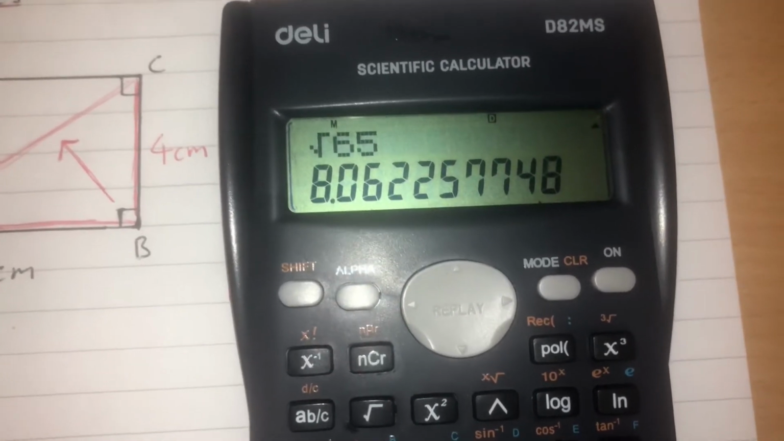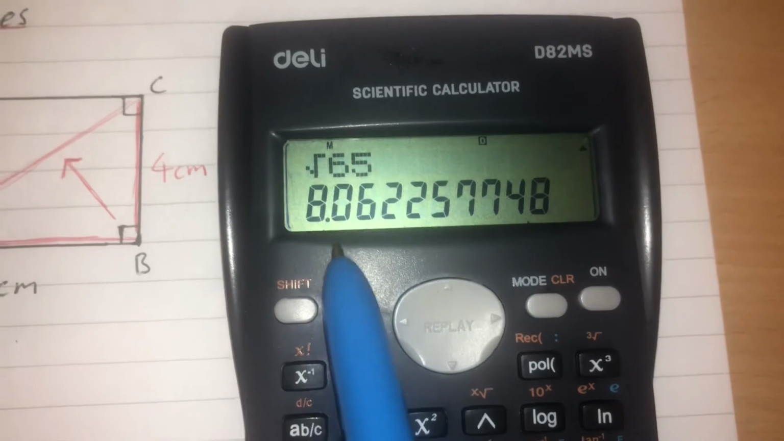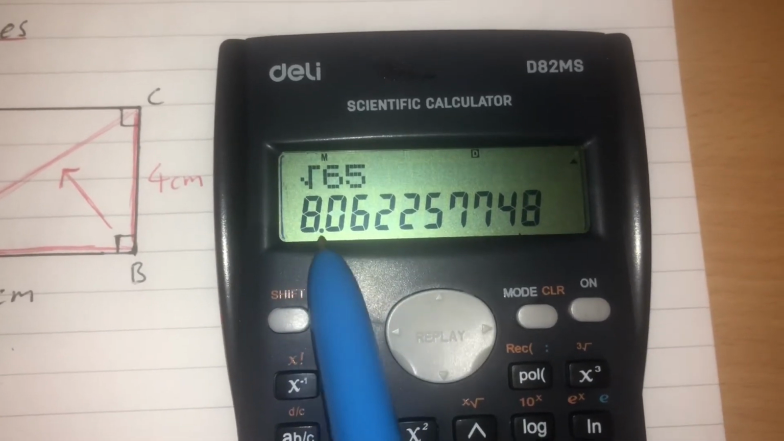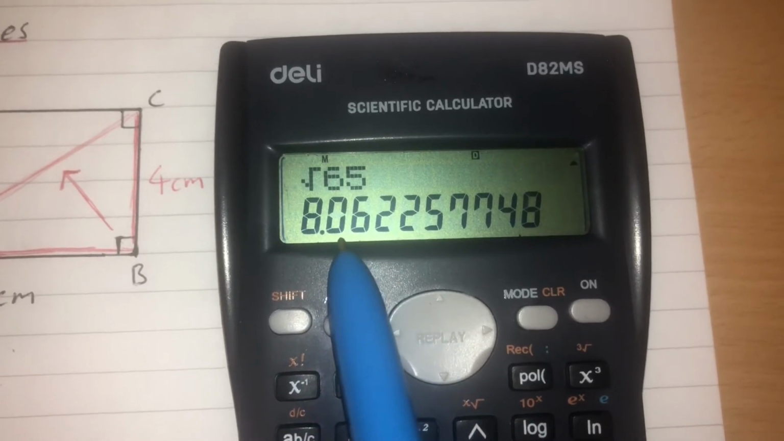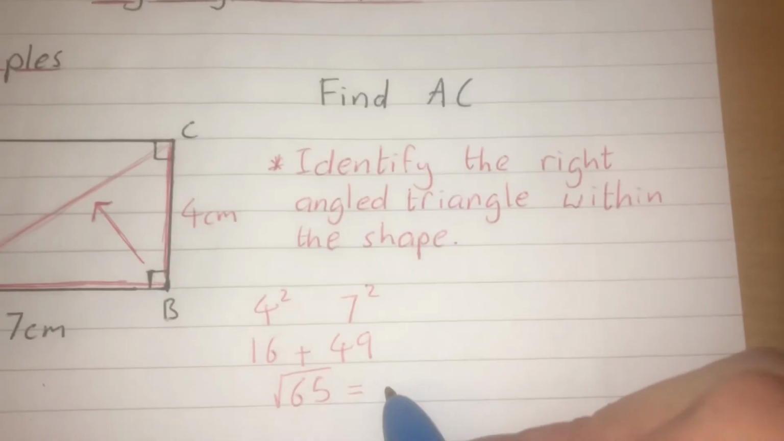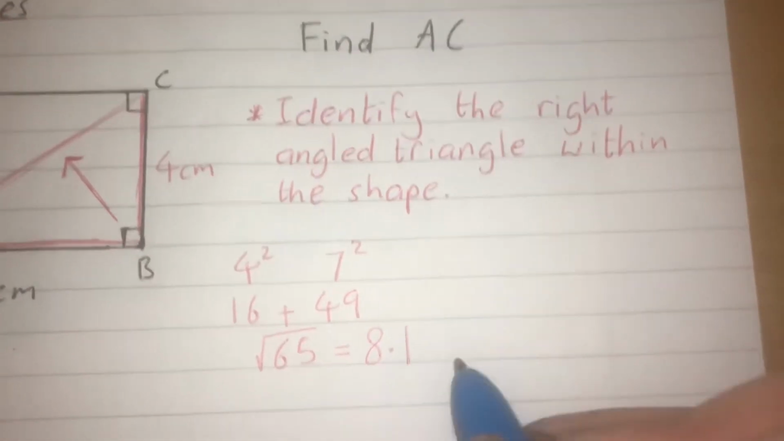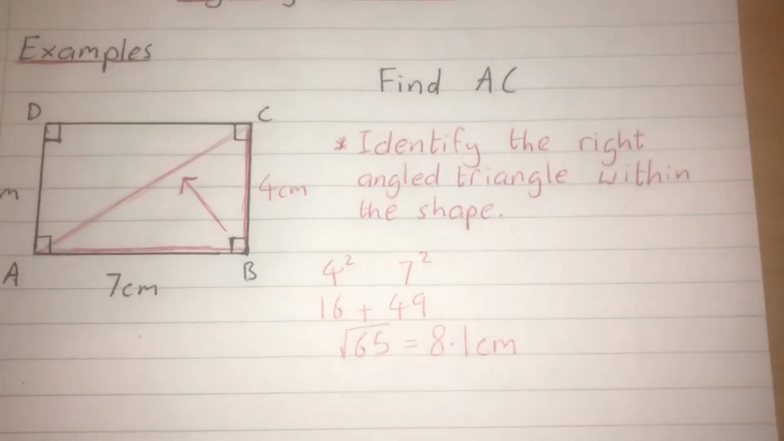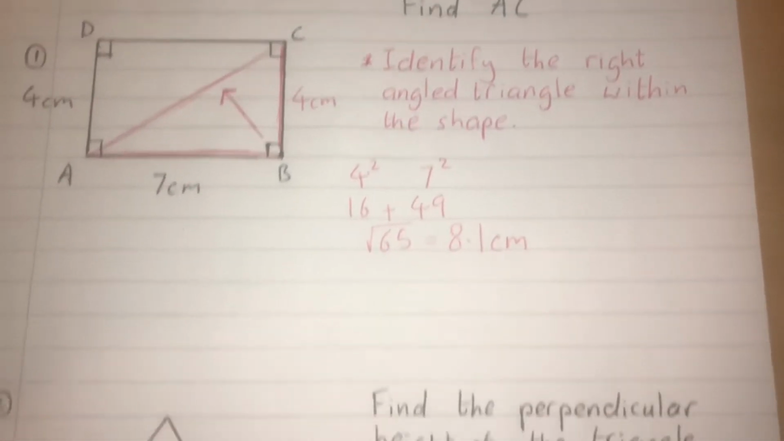Round to a suitable degree of accuracy when we have to deal with an answer of this nature. Okay, so I'm going to round to 1 decimal place here. So it's 8.1 because the 6 dictates that we round this up to 1. Okay, so 8.1 centimeters. Okay, and that's it. Once we've identified the right angle triangle in these questions, it's straightforward Pythagoras Theorem.